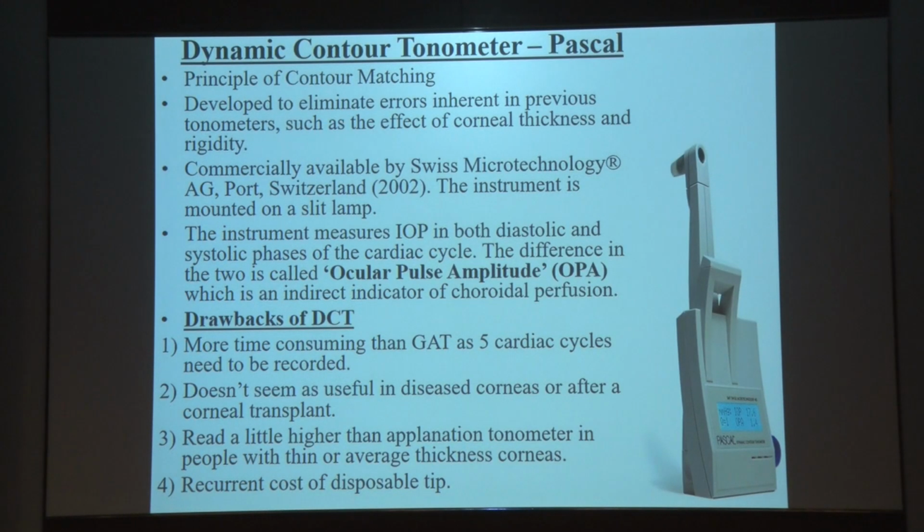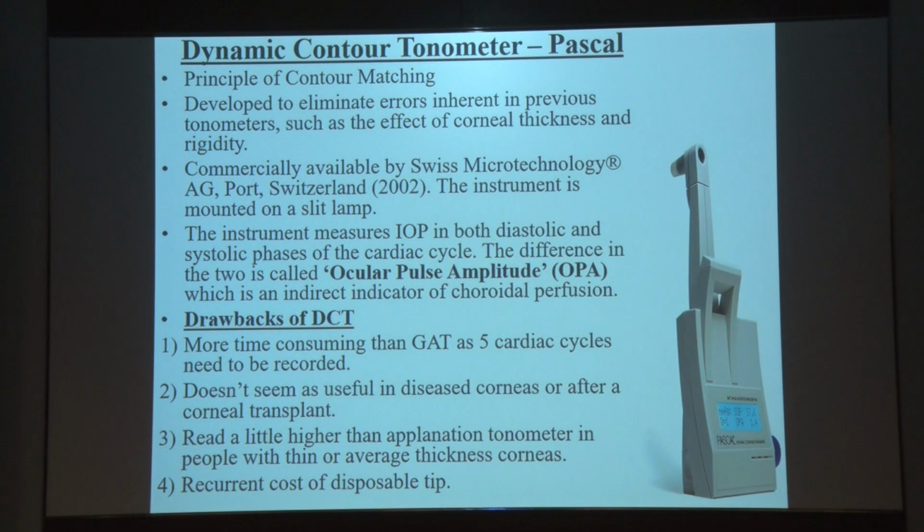Pascal is a dynamic contour tonometer. The principle is contour matching. It was developed to eliminate errors inherent in previous tonometers, such as the effect of corneal thickness and rigidity. Commercially available from Swiss Microtechnology, the instrument is mounted on a slit lamp. The instrument measures IOP in both the diastolic and systolic phases of the cardiac cycle, so it takes time, and the difference in the two is the ocular pulse amplitude.